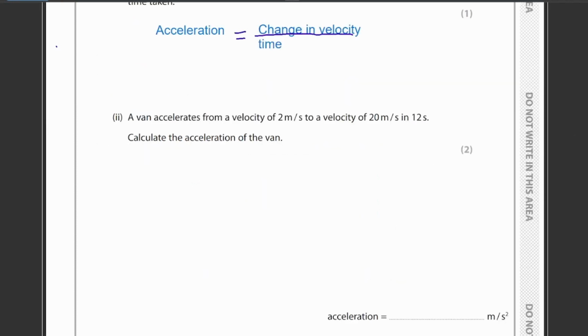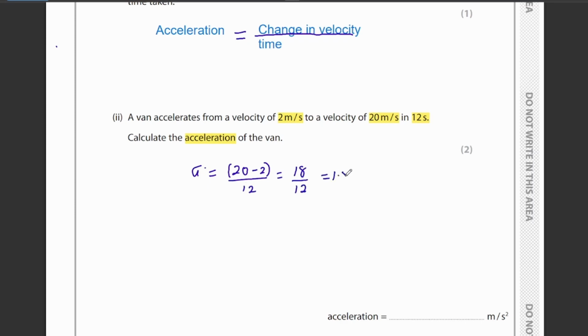A van accelerates from a velocity of 2 meters per second to a velocity of 20 in 12 seconds. Calculate the acceleration. So acceleration is equal to the change in velocity. So it's going from 20 to 2. So you need to take away 2 from 20 and divide that by 12 seconds. That gives you 18 divided by 12, which is 1.5.